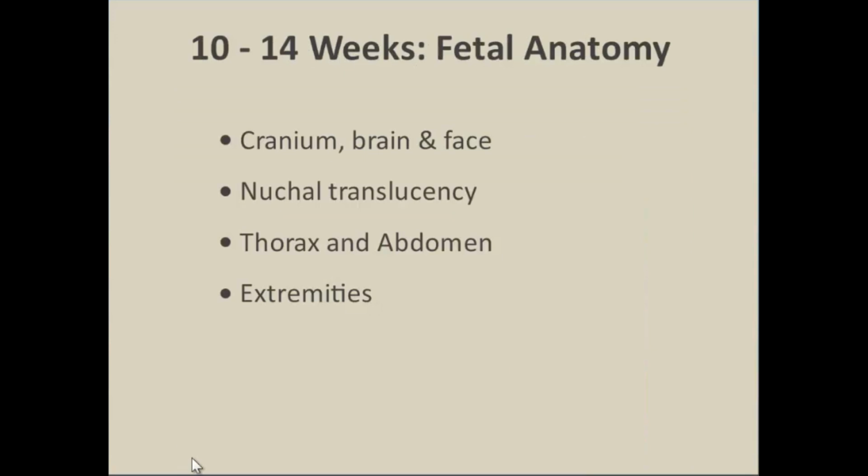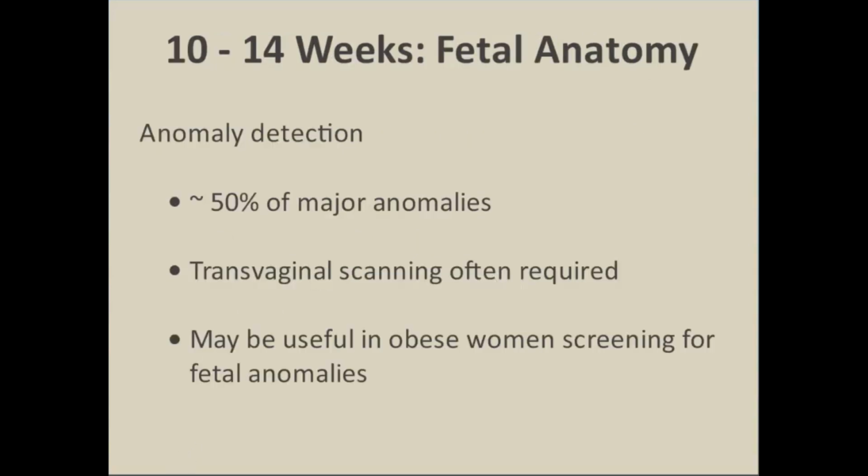But it turns out now from 10 to 14 weeks gestation, we can begin to actually see some of the structures in the fetus and identify some very important anomalies of these fetuses. We can look at the cranium, the brain, even the face. We can look at the nuchal translucency. We can look at the trunk and the thorax, as well as extremities.